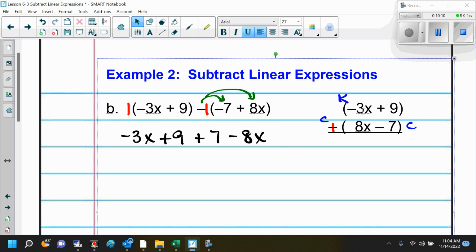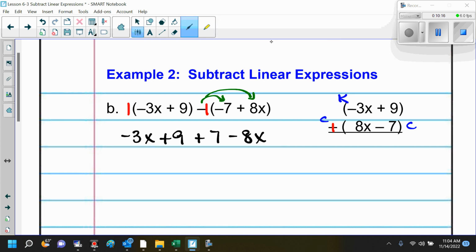We need to make sure that we have all of our like terms in the same column. Okay. So we're going to keep the first expression. Then subtraction becomes addition. And everything inside the parentheses becomes the opposite. So this positive 8x becomes a negative 8x. And this negative 7 becomes a positive 7. Very good.